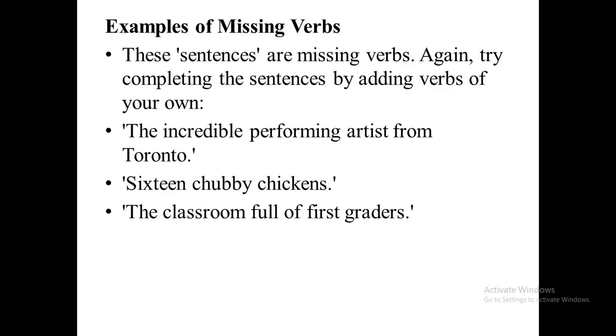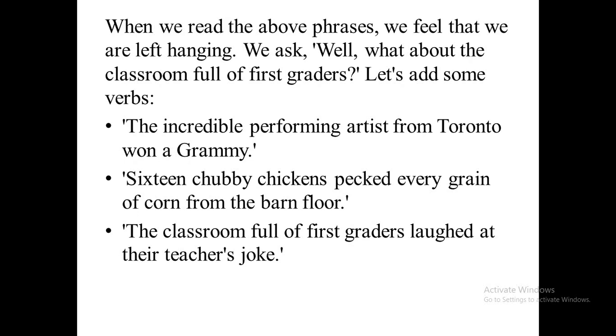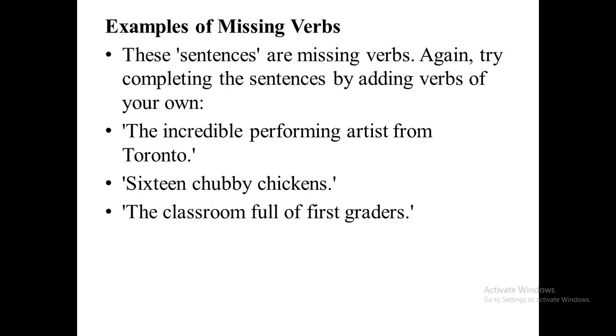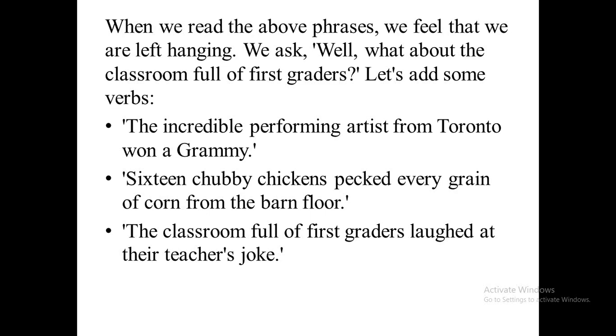Now we have to look at examples of missing verbs. These sentences are missing verbs. Again, try completing the sentences by adding verbs of your own. Now look at the examples: the incredible performing artist from Toronto. Number 2: sixteen chubby chickens. The classroom full of first graders. Now we have to add our verbs. When we read the above phrases, we feel that we are left hanging. We ask, well, what about the classroom full of first graders?